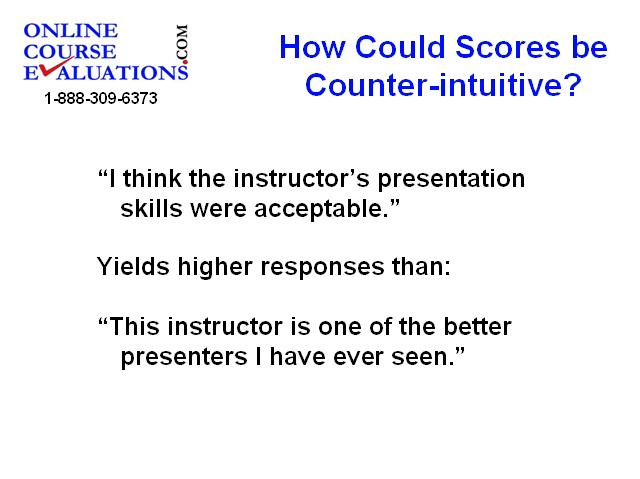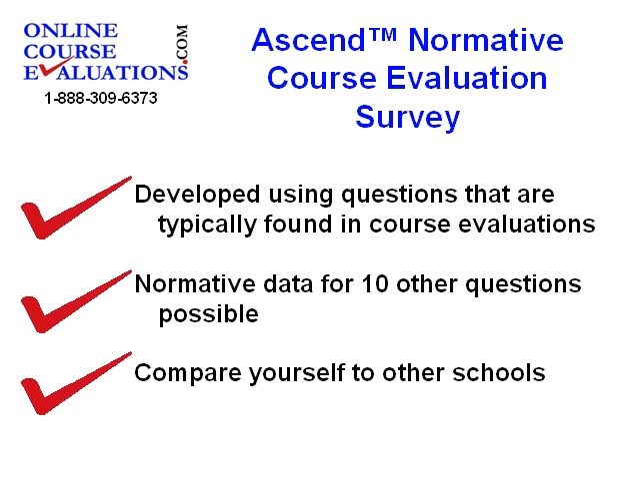Some instructors have asked us how it is possible that a score of 3.8 is actually higher than a 4.2, and there are several possible explanations. The most probable reason is that the wording of one question generally yields higher responses than the wording of the other question. For instance, a question like, "I believe the instructor's presentation skills were acceptable," would yield a higher set of responses than the question, "This instructor is one of the better presenters I have ever seen."